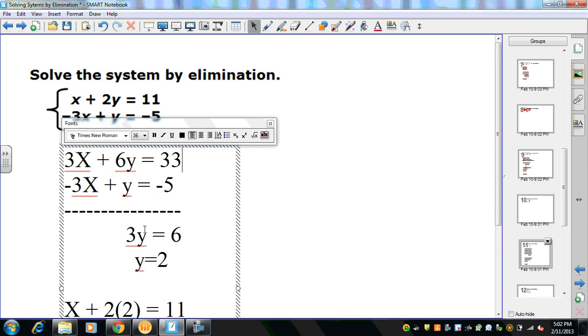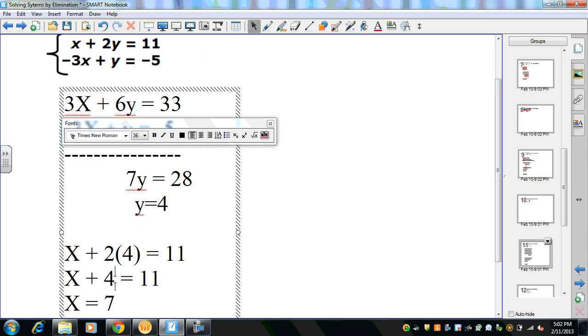So this ends up being 7y. y plus 6y is 7y, and this all canceled out right here. And then 33 minus 5 is 28. That means that y is equal to 4. So now coming down here, y is equal to 4. That means x is equal to 3.